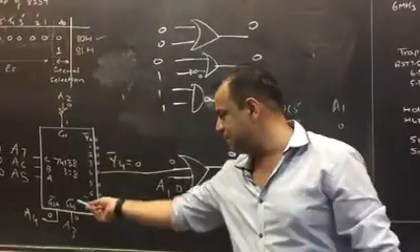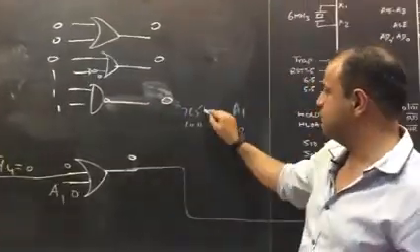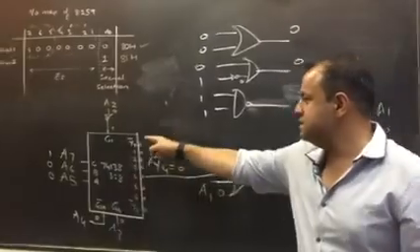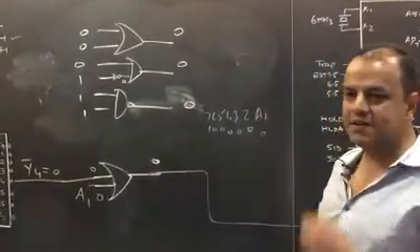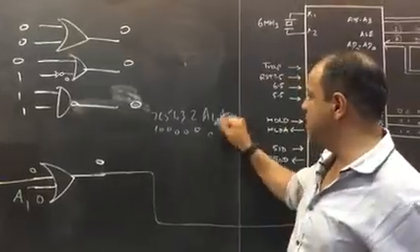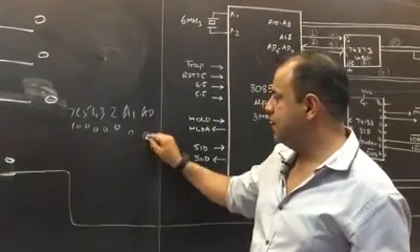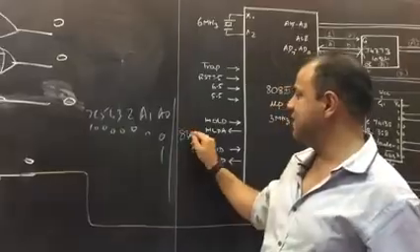The decoder should be enabled, which means G2A bar and G2B bar should be 0, which means A4 and A3 should be 0. G1 should be 1, and since there is an inverter, that means A2 should be 0. If these conditions are satisfied, the chip will be selected. The only line on which we have not put a condition is A0; it can be 0 or 1, which means the addresses are 80 and 81.